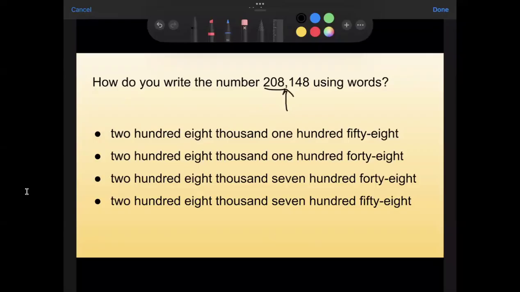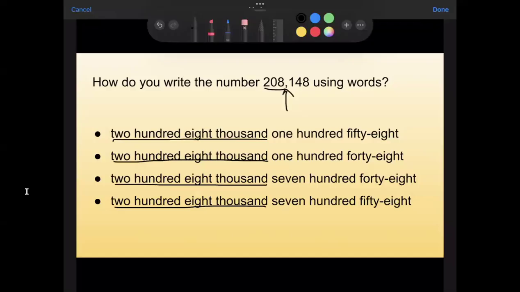So let's look through our choices and see if we can eliminate any choices that don't match that. Well, this one has 208,000. Okay, so that matches. 208,000. Oh, that one matches as well. 208,000. Okay, that also matches. 208,000. Oh, well, we weren't able to eliminate anything.